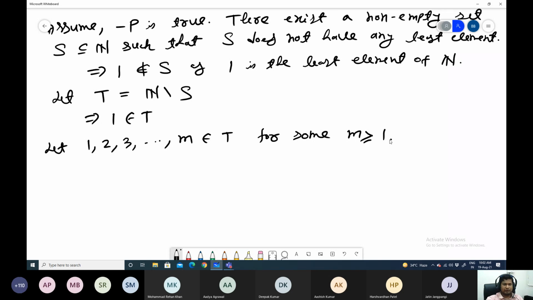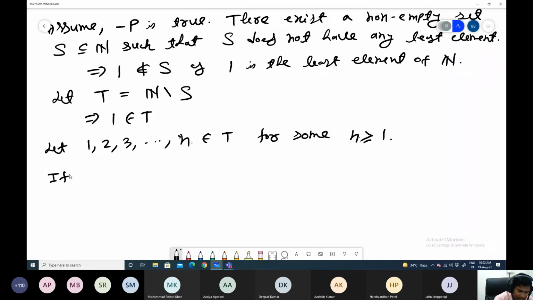Okay. So we have 1 belongs to T. So we first assume that 1, 2, 3 up to M, where M is bigger or equal to 1. So M can be 1 as well, right? Or you can say here N, it looks good.